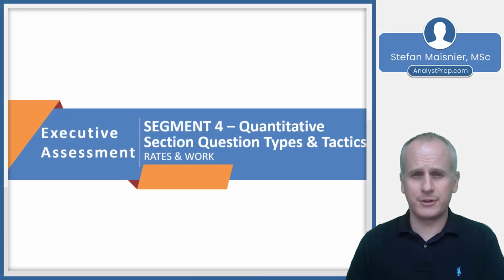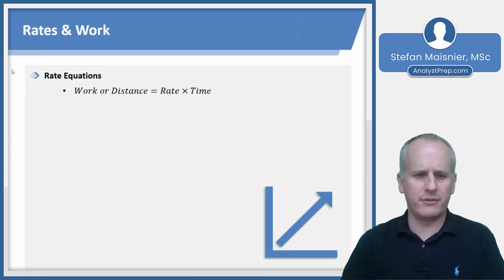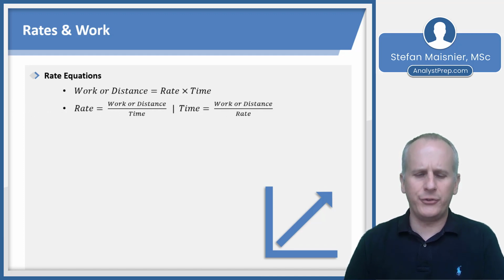In this lesson, we're going to talk about one of the more advanced concepts you can find in word problems on the Executive Assessment: rates and work. Rates and work are all based off of one specific equation: work or distance is equal to rate times time. You can also rearrange this equation to state that rate is equal to work or distance divided by time, and time can be articulated as the work or distance divided by rate.